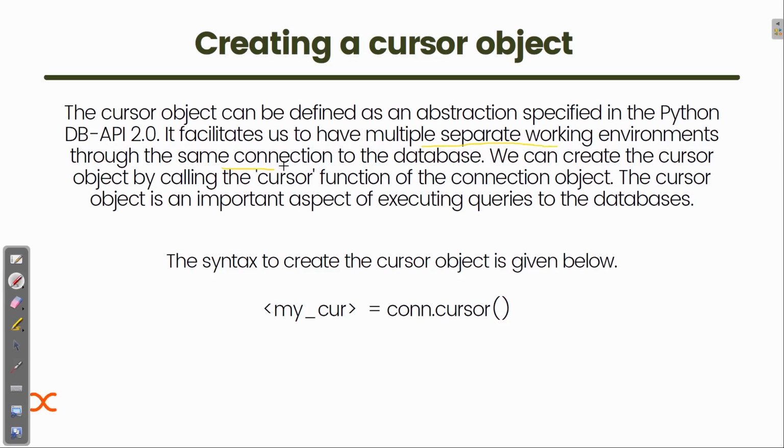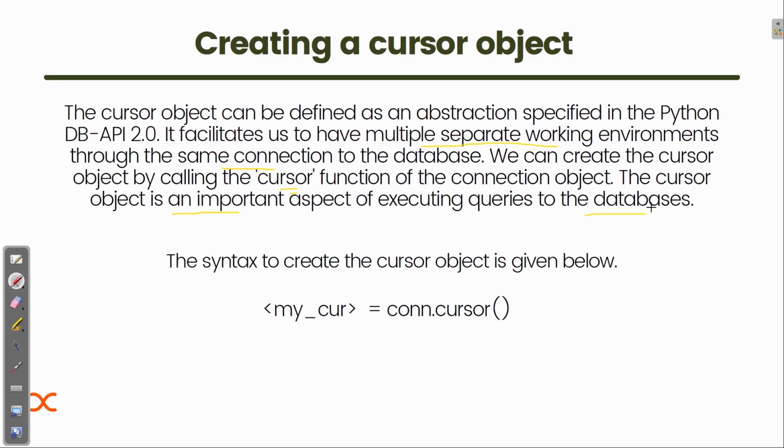Now, you have seen that I have created one connection, and inside that you can have multiple separate working environments. We can create a cursor object by calling the cursor function. I'm going to show you that. Don't worry about it. The important thing, if someone asks you why we need this cursor object, is to tell them one point: the cursor object is an important aspect for executing queries on the databases.